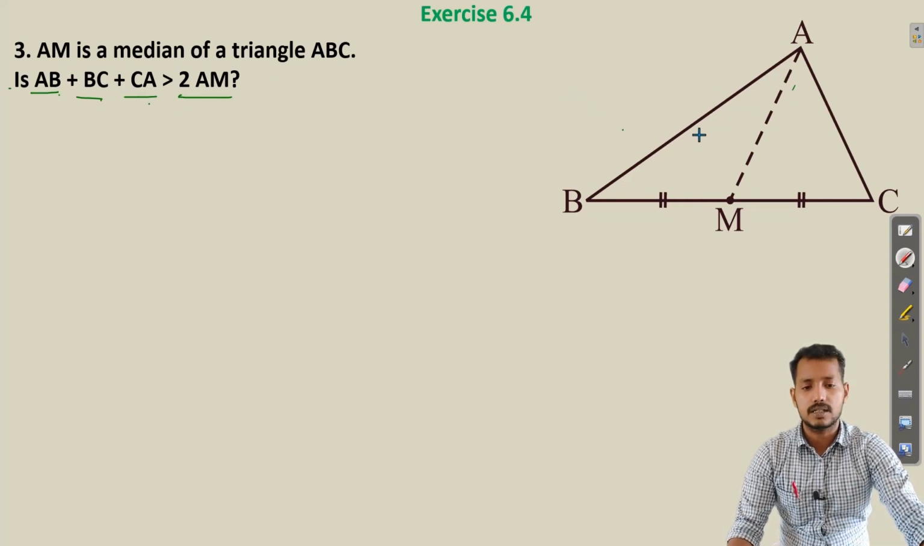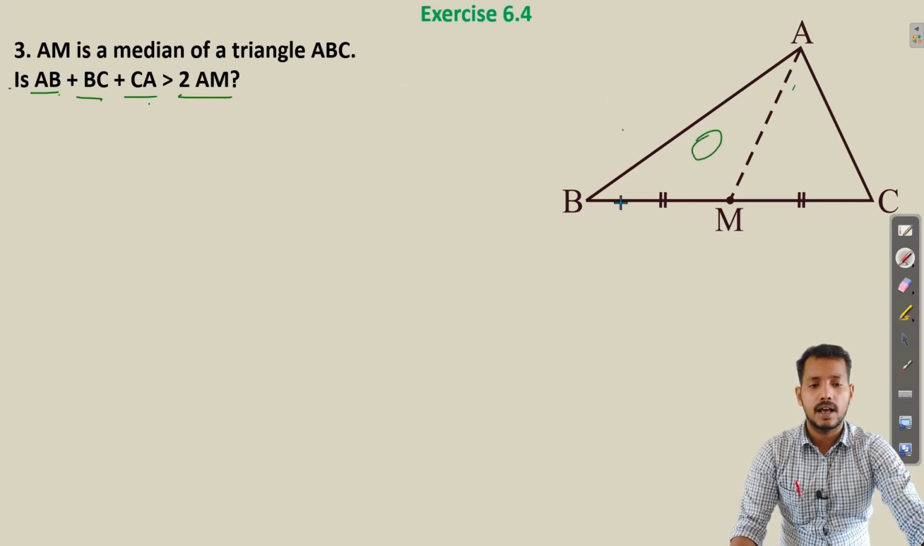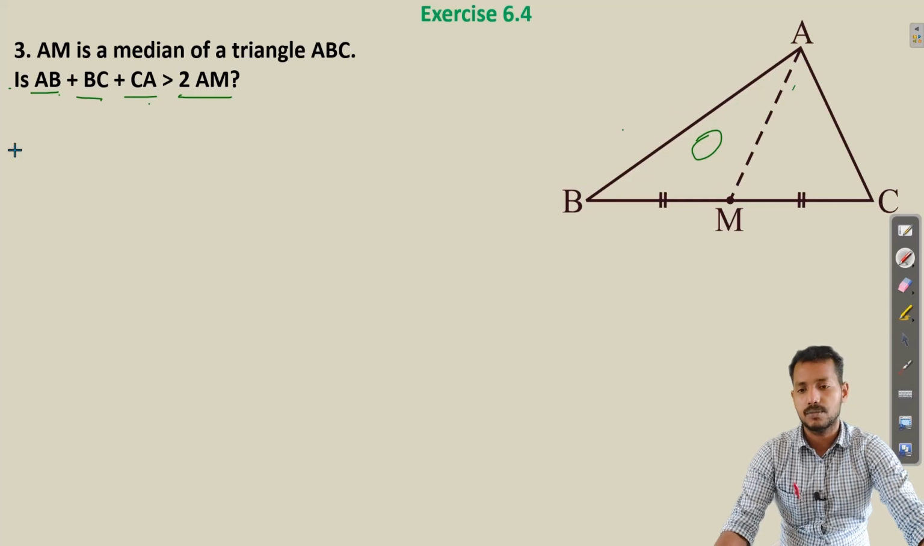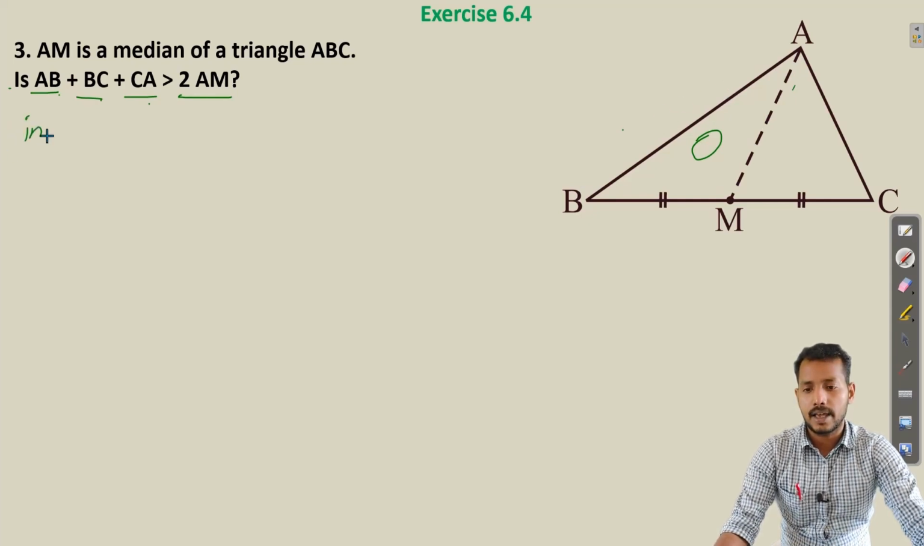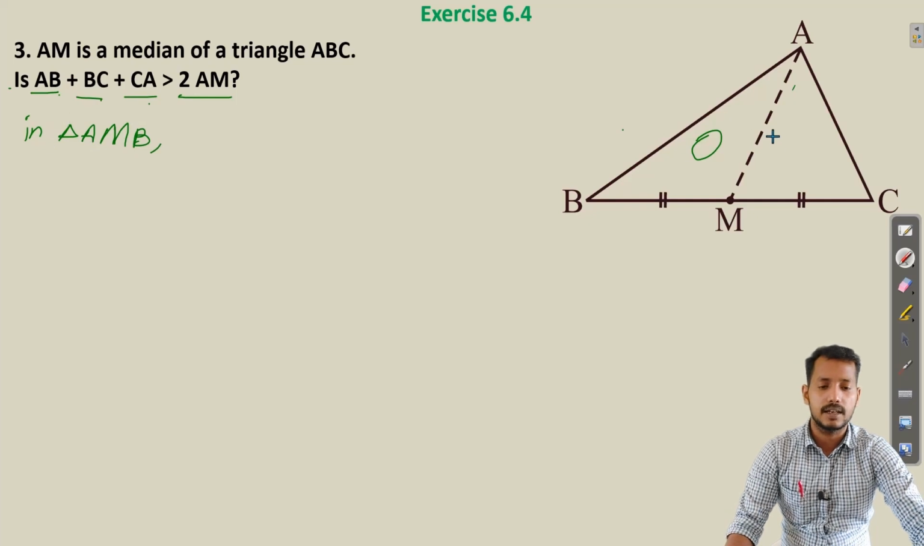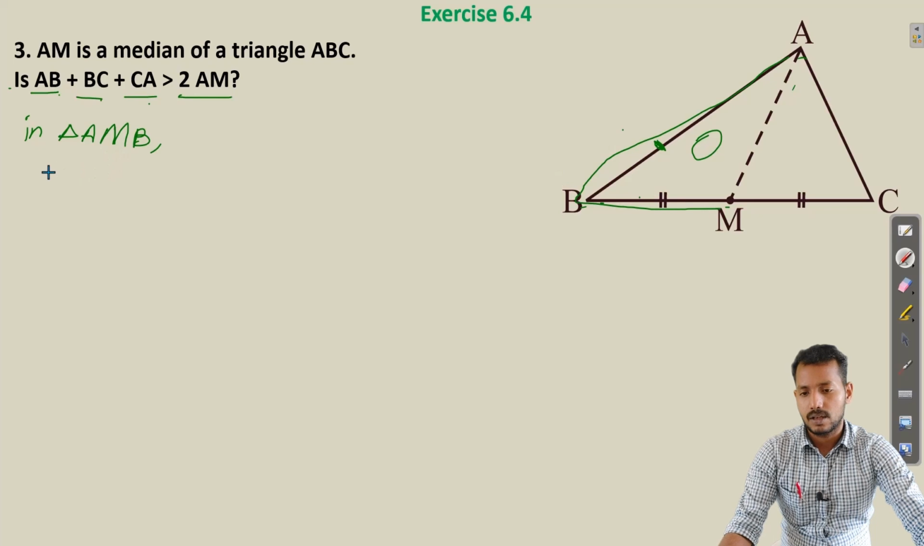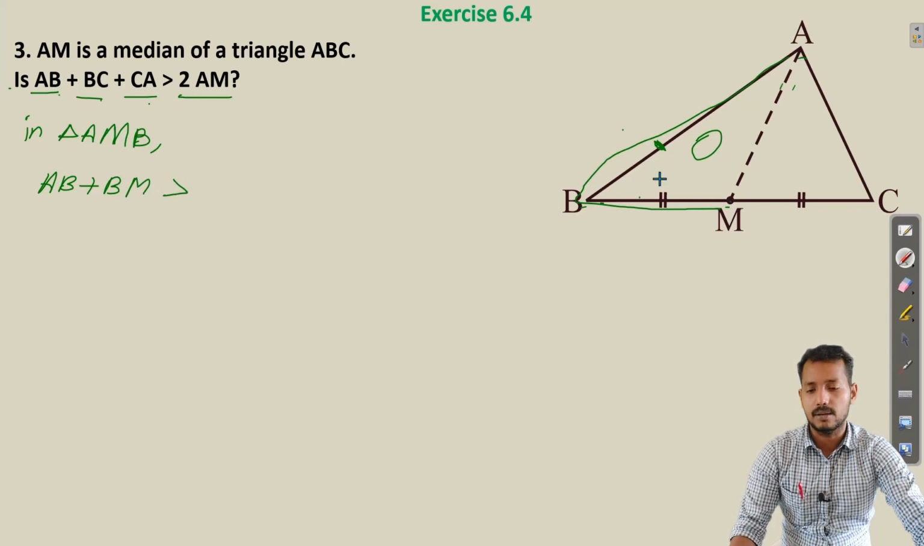For that, we are considering triangle AMB as well as triangle AMC separately. First we can consider triangle AMB. In triangle AMB, we can write AB plus BM. These two sides, AB plus BM, are greater than the third side AM.